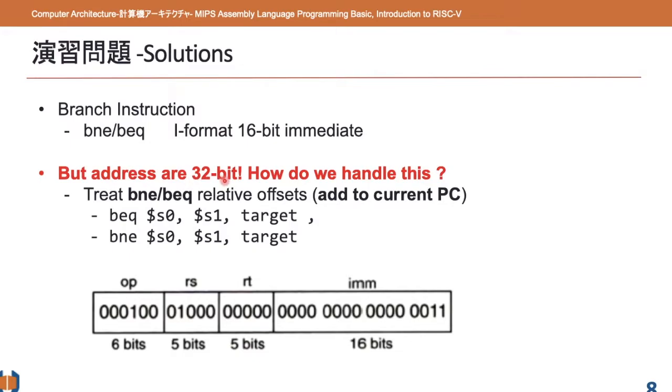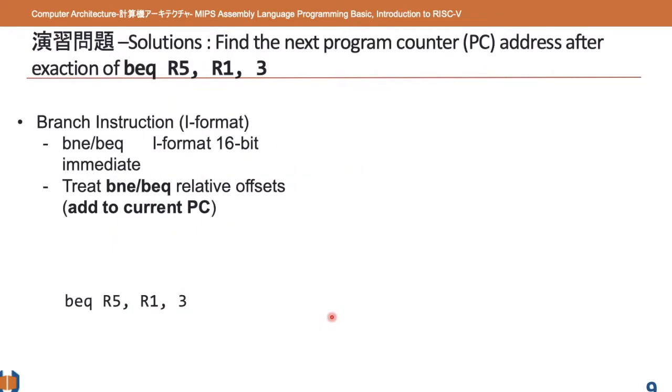In this part we will try to find out the procedure to get the 32-bit address. Here's an example where you can see that you have a 16-bit immediate, and later on we will calculate. Let's have a look at this. So the instruction is here: branch if equal R5, R1, 3.